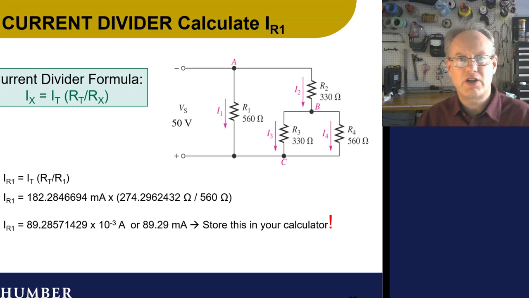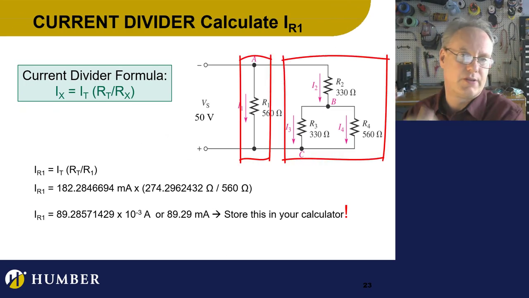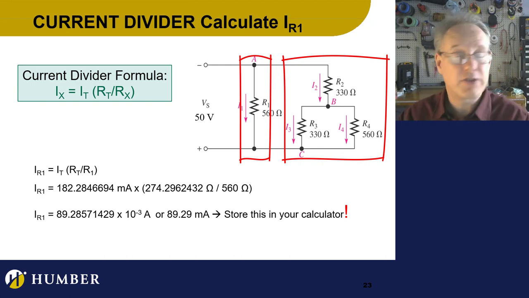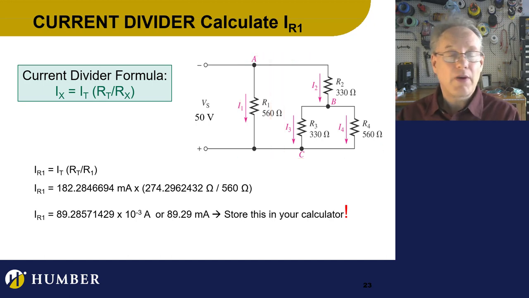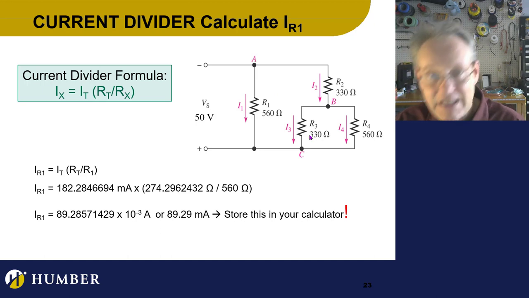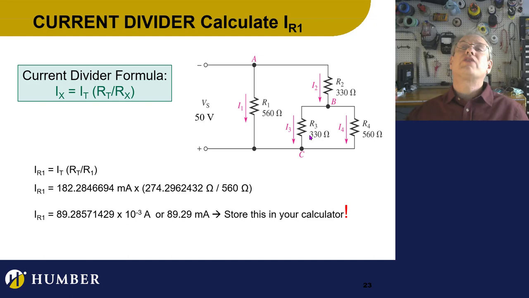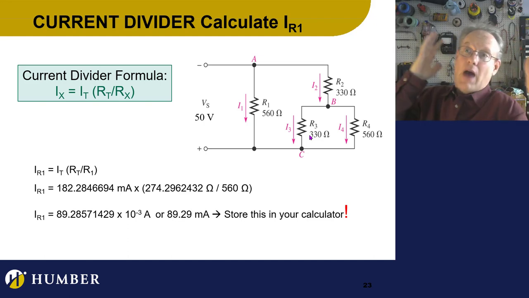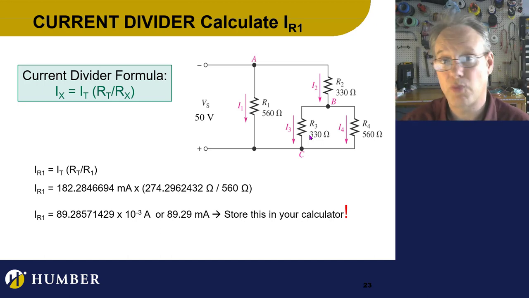If I wanted to use the current divider formula, there are two legs in this, the two branches in this entire series parallel circuit. There are two branches. Those two branches are in parallel. If I wanted, I could use the current divider formula to calculate the current through R1 or the first branch or even the second branch. So in this case, the bigger picture, I'm taking a look at the entire circuit that has two branches. I need to know how those two branches divide up the current, because I'm looking for the current through R1. It's one of the branches.